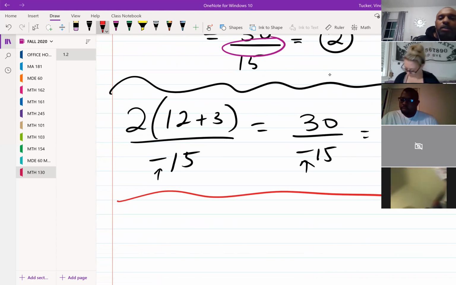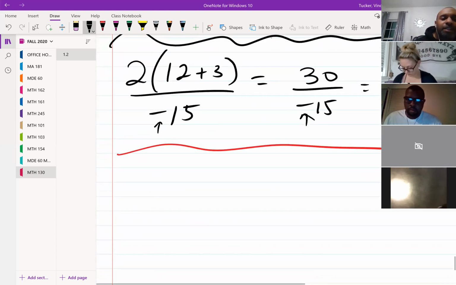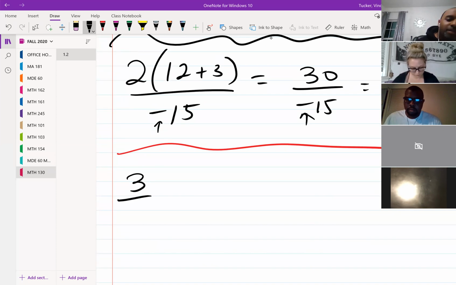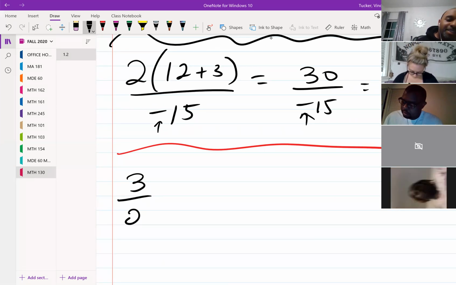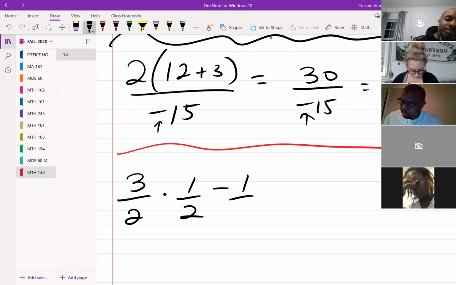Let's do some fractions. I know somebody wanted to do a fraction. All right. So here we have 3 over 2 times 1 over 2 minus 1 over 4. I mean, 1 over 4, 1 over 2. Now we have to be careful here. We have to remember our fractional rules, fractional concepts.